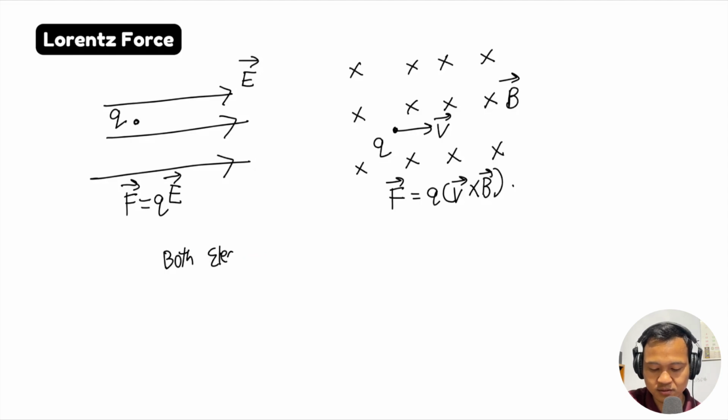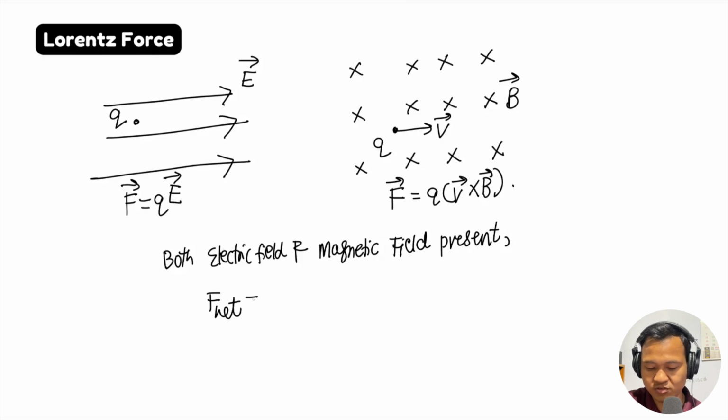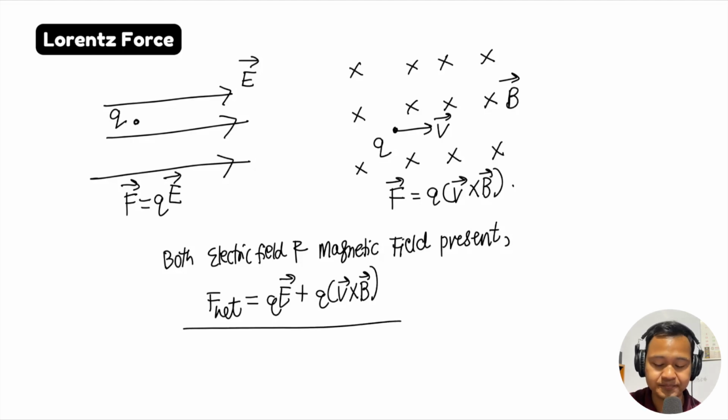If both electric field and magnetic field are present, then what is the net force? The net force here, the Lorentz force, will be Q into E plus Q into V cross B. Okay, so that is the Lorentz force.